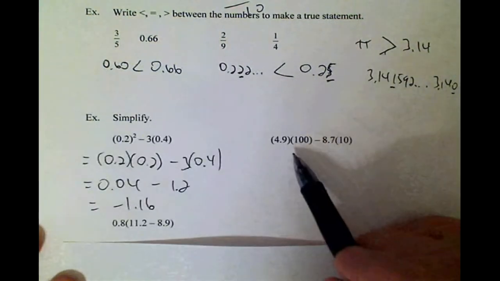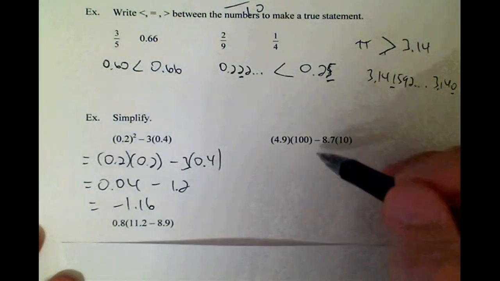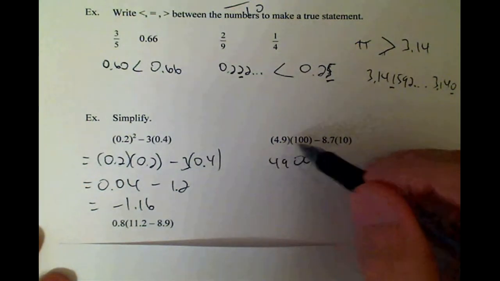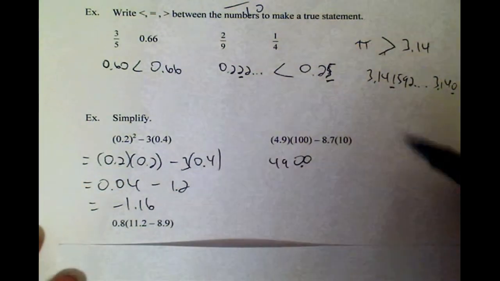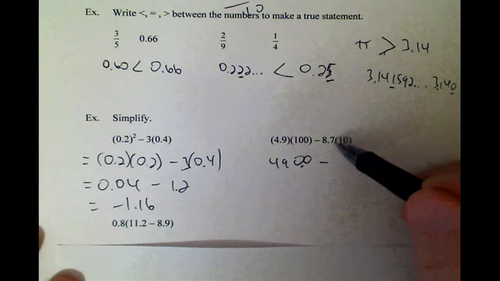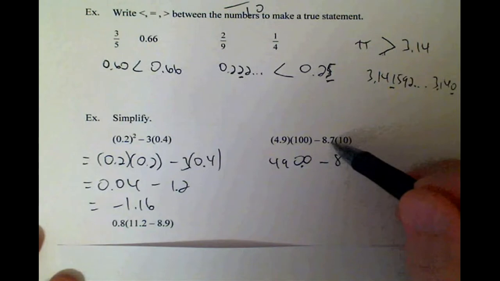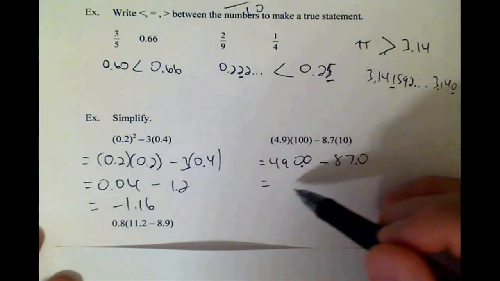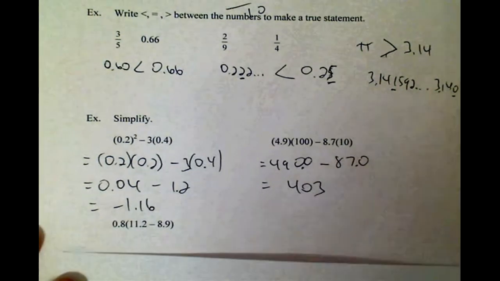4.9 times 100. Let's write down our 2 zeros. 1 times 49 is 49. There's 1 digit after the decimal. We need 1 digit there. That's 490. Minus 8.7 times 10. Throw down a 0. 1 times 87 is 87. 1 number after the decimal. 490 minus 87 is 403.